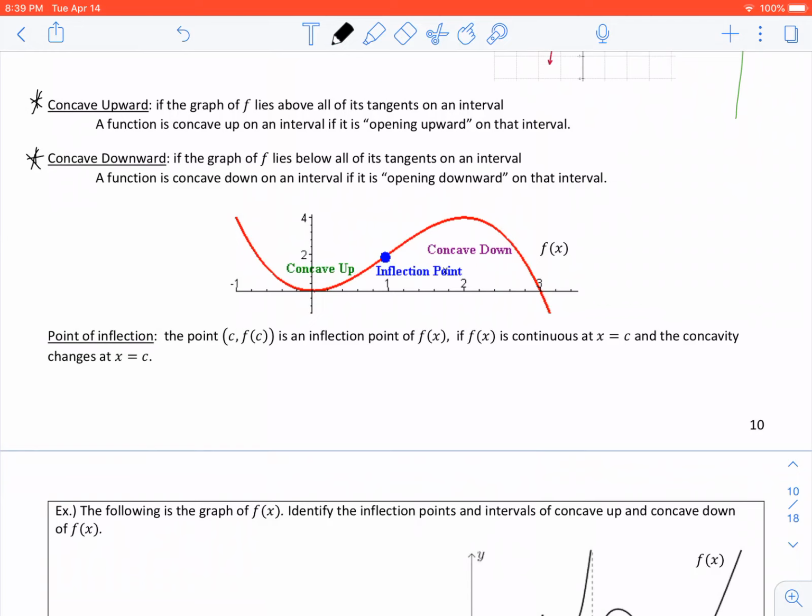So opening up, and if you were to draw tangents, you can see that a little bit better. The graph is always above them, so it's concave up. Likewise, your tangents are above the graph on all of those if you were to draw them, and that's concave down. If you notice, there's another thing on this picture. It's an inflection point, and that's where the concavity is changing. It's changing from concave up to concave down. So point of inflection. The point, once you realize it is an ordered pair, is an inflection point. Again, ordered pair. If f of x is continuous at x equals c and the concavity changes at x equals c.